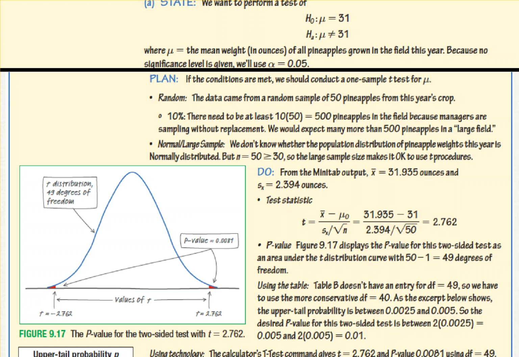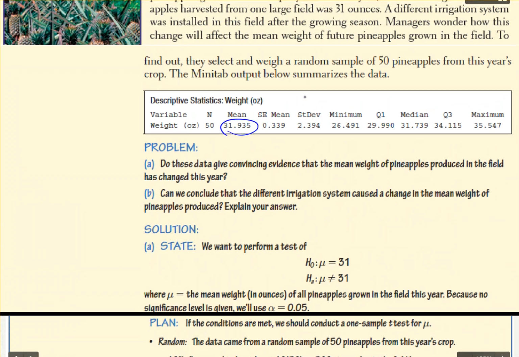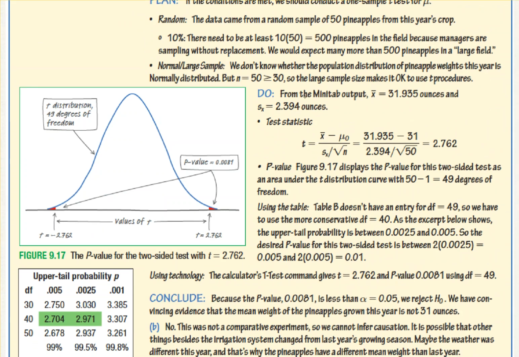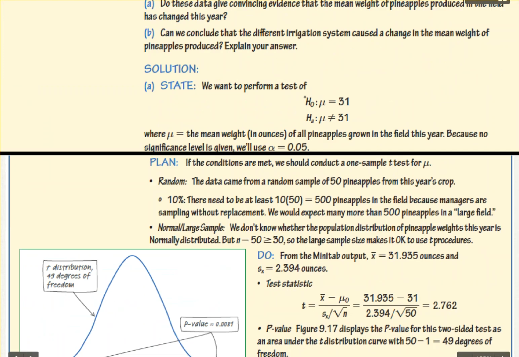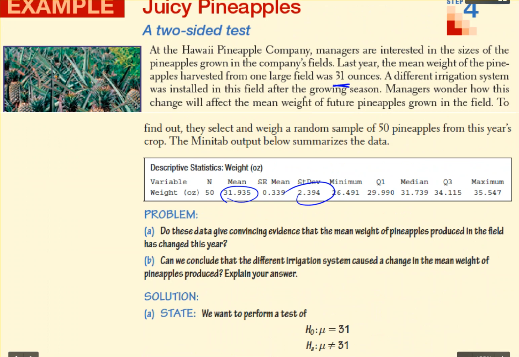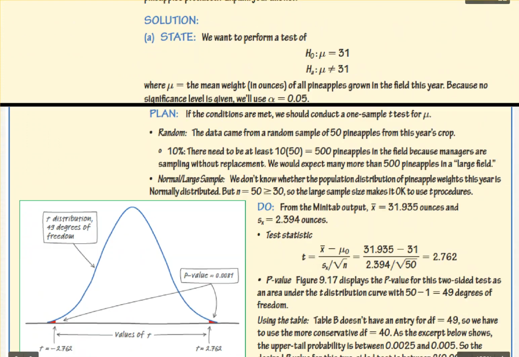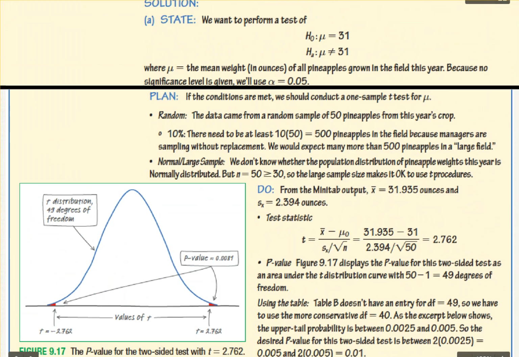All right, we know x bar, and s sub x is 2.394, and we can plug it all into our formula for our test statistic. Don't forget, why do we use 31 there? Again, that's what we're comparing it to. That was last year, that 31 ounces. We want to know if it's likely that our mean was that again this year or not. So it comes from this guy right here.